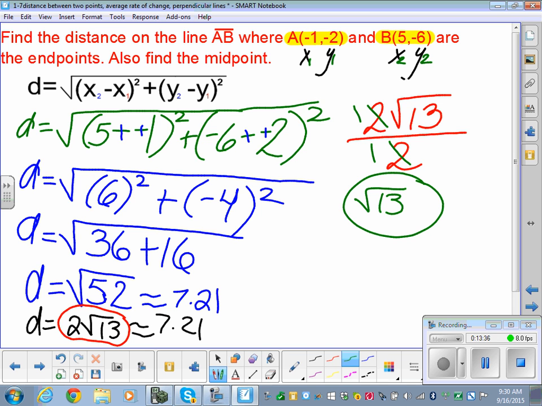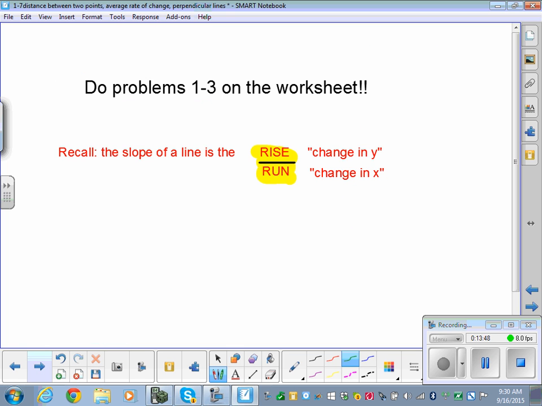And if you wanted the decimal answer, type in the square root of 13 if you wanted both. But I need the pretty answer. Okay? So that's our midpoint. Any questions? Practice, practice, practice. So problems 1 through 3 on the worksheet.